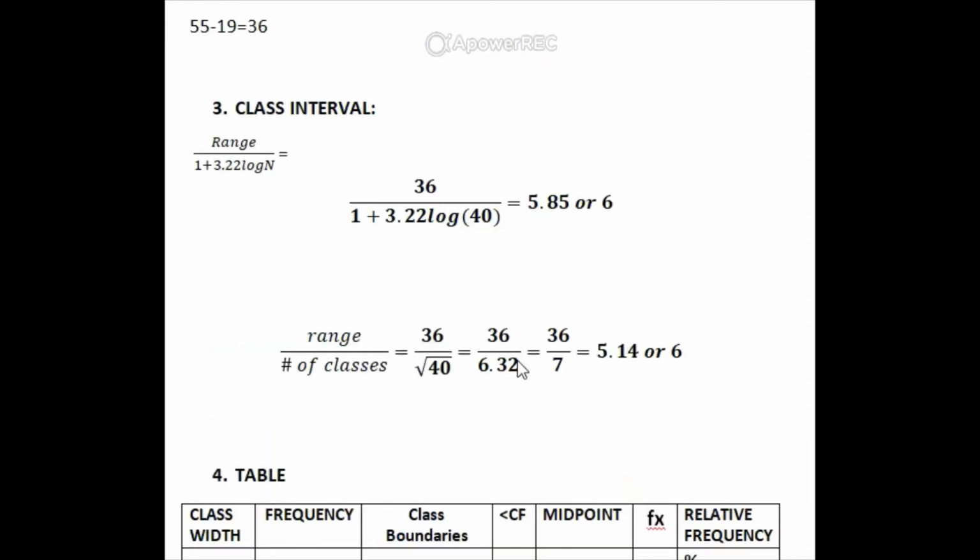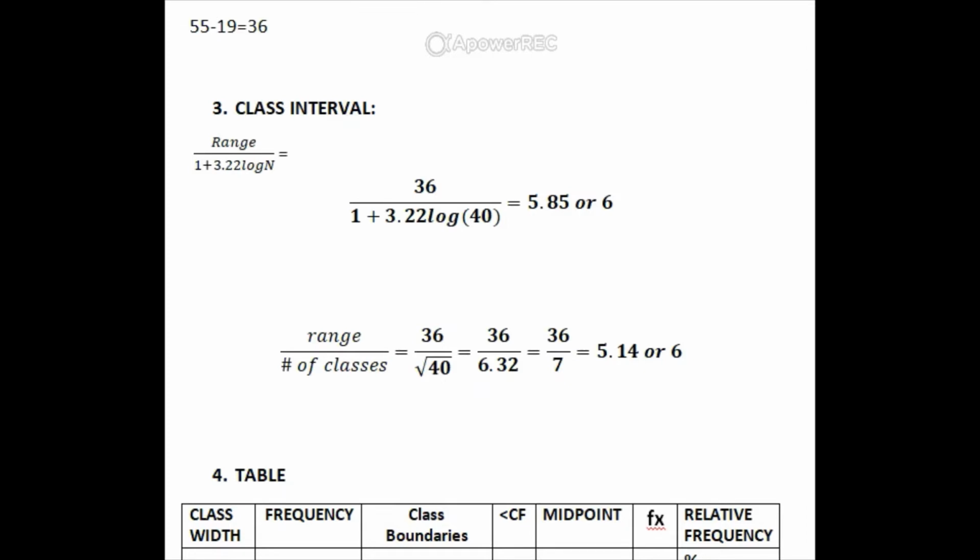So, since nakuha na natin ang number of classes which is 7, 36 divided by 7 is equal to 5.14. Sabi nga natin kanina, sa ating class interval, tayo ay magra-round up. So, kahit maliit na decimal place lang yan, magdadagdag tayo ng isa sa ating whole number. So, that will become 6. So, kahit alin ang gamitin natin, yung una man o yung pangalawa, parehas lang makukuha ng class interval, which is 6.